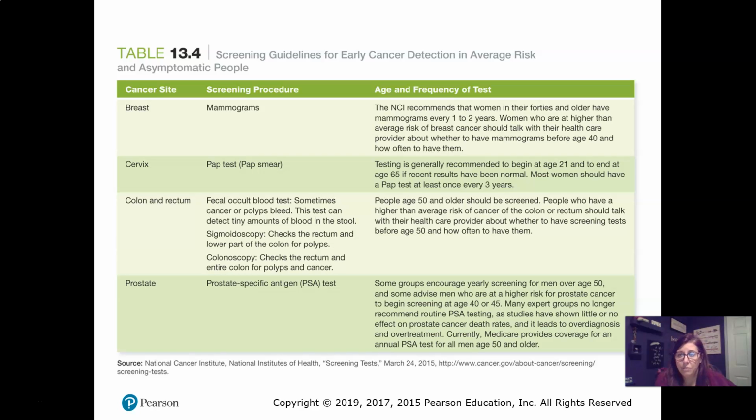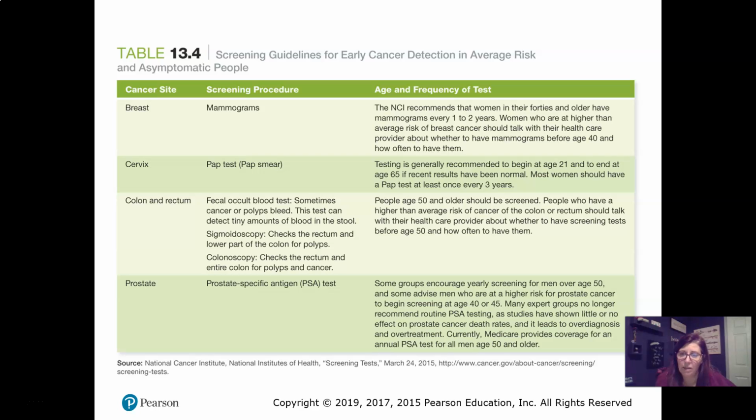The cancer site of the cervix, there's a pap smear, pap test. Testing is generally recommended to begin at age 21 and to end at age 65 if results have been normal. Most women should have a pap test at least once every 3 years.